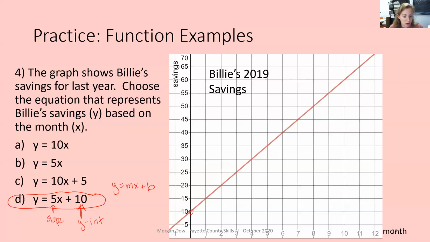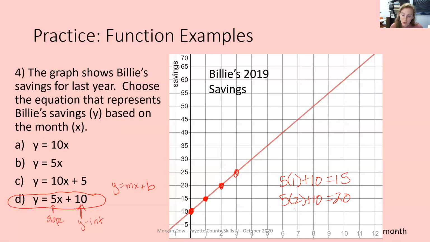So she starts with $10 in her account, and then each month, right? So after 1 month, she's at 15. So if we were to do 5 times 1 month plus 10, we would get $15. After 2 months, by the end of February, she's at $20, right? 5 times 2 plus 10 will give us $20.